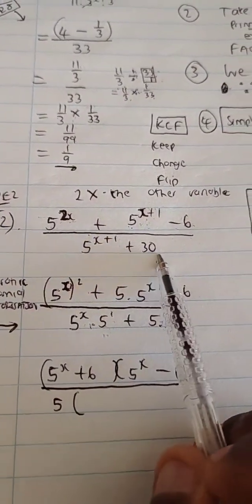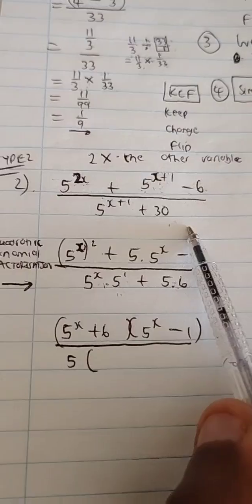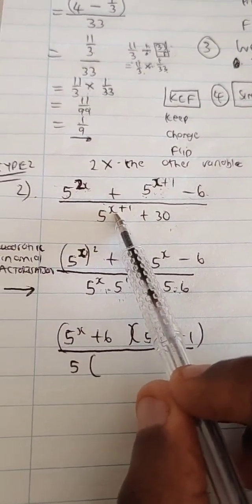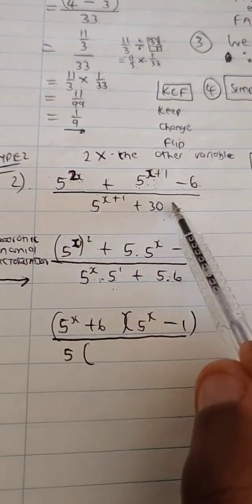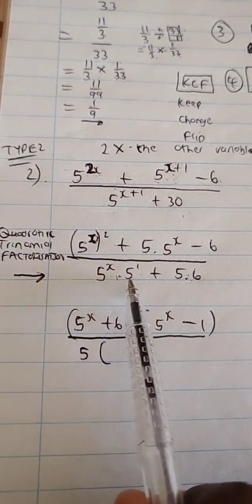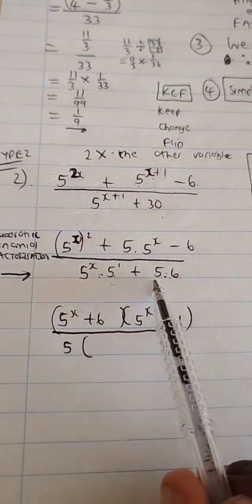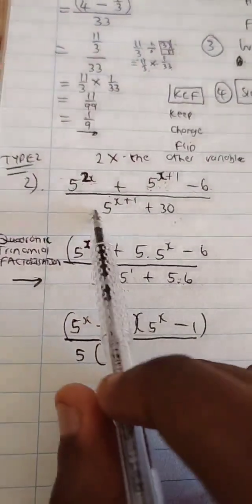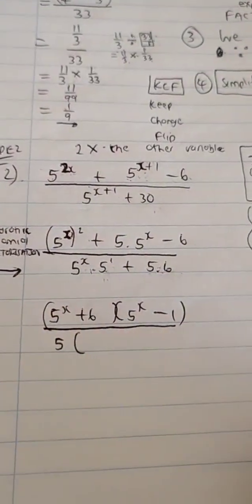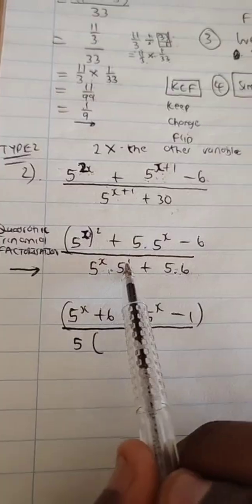Then in the denominator, we can see we have 5 to the power x plus 1 plus 30. We split this 5 to the power x because it's our first term. This is our second term. We split 5 to the power x plus 1 as 5 to the power x times 5 to the power 1. Then 30. Because, guys, I can see there's a 5 there, I split this so that at the end of the day, it can actually help me take out the common factor that is possible to be taken out in the denominator. So 5 to the power x plus 1 can be written as 5 to the power x times 5 to the power 1.